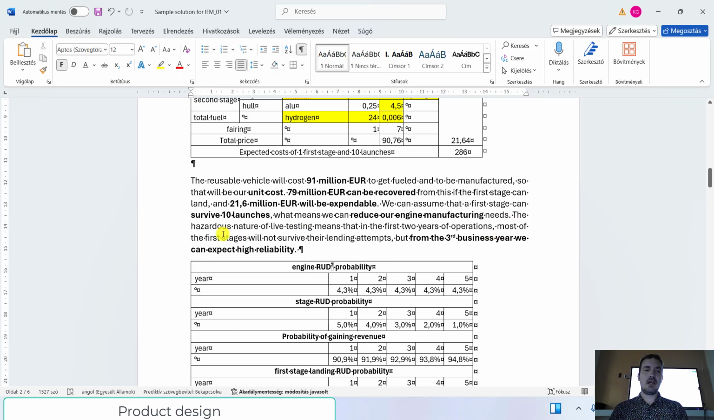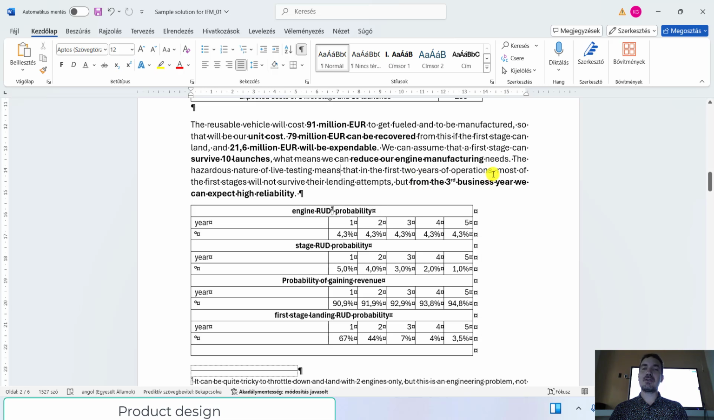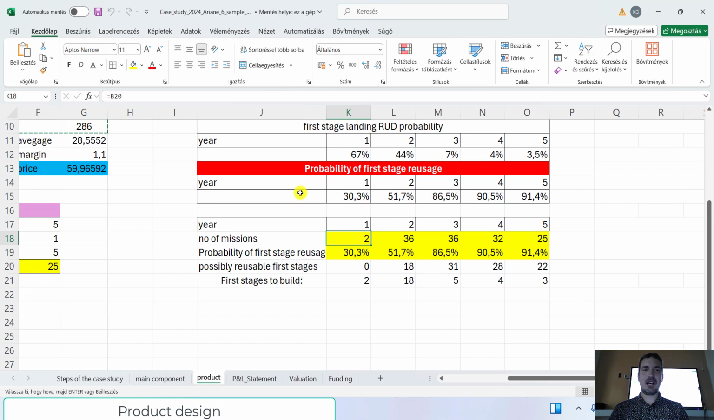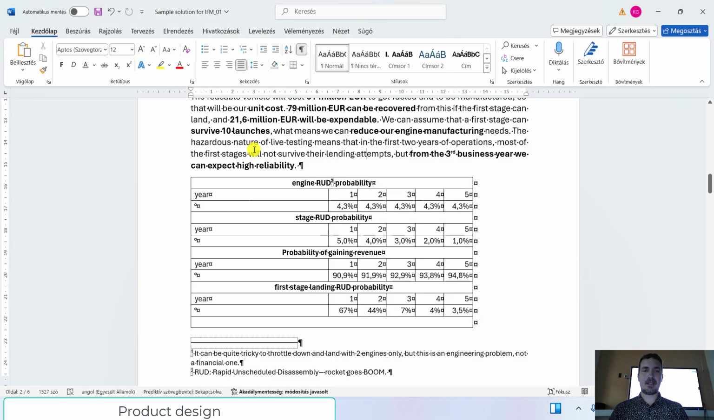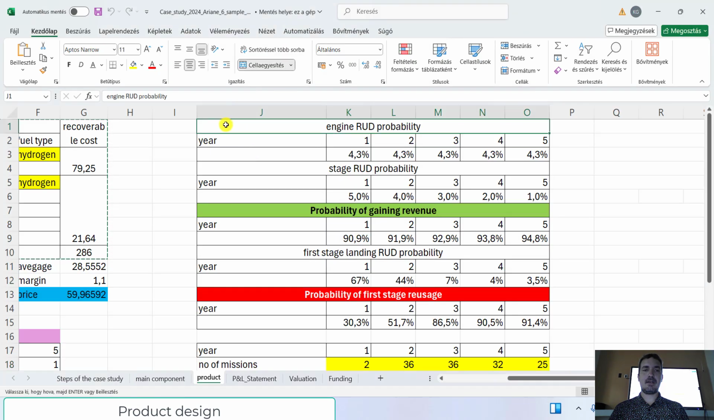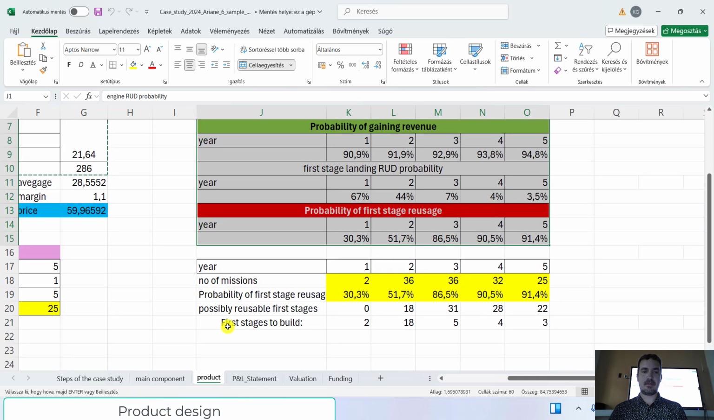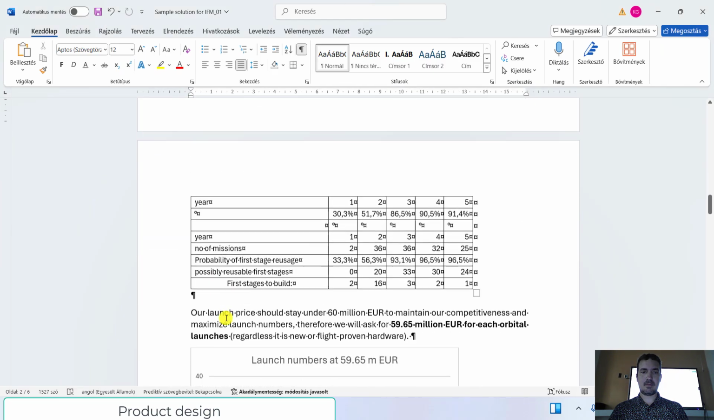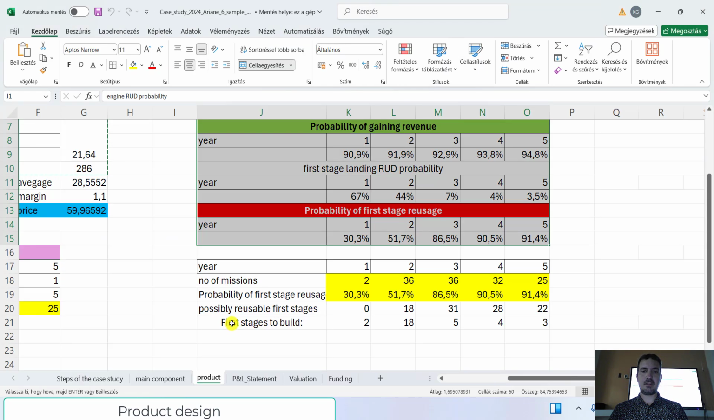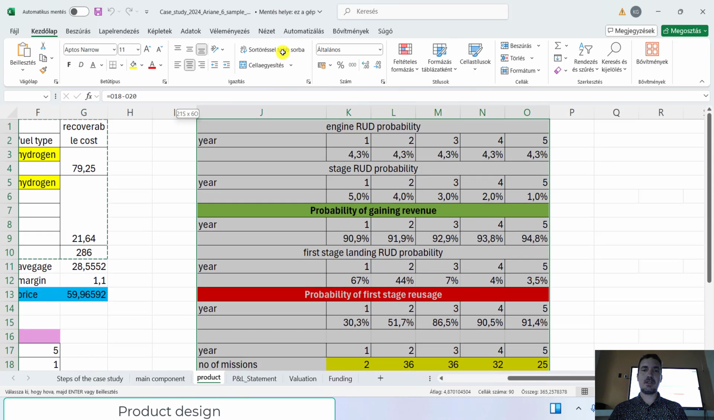Yes. The hazardous nature of live testing means that in the first 2 years of operations, most of our first stages will not survive their landing attempts. So mostly they will go up, just come down, not in one piece. Yeah, the first stage is stupid, so we have to add all this.